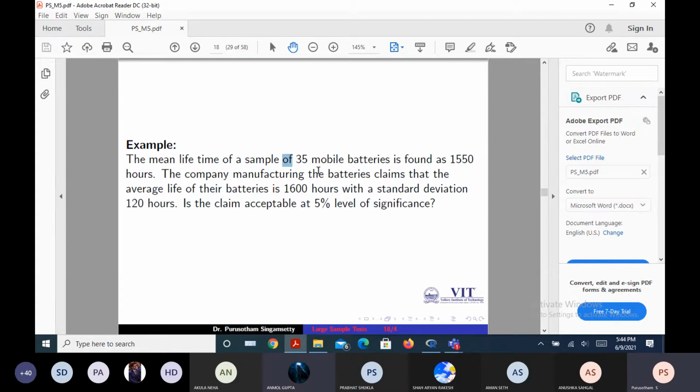Yeah. So in that case, this 35 may be the sample from the population, where the company manufactures as many mobile batteries as it can. Among that, you have taken at random 35 mobile batteries and tested them, and you found that the average lifespan of these 35 mobile batteries is observed as 1550 hours. Means that the sample mean is given as 1550 hours, right?